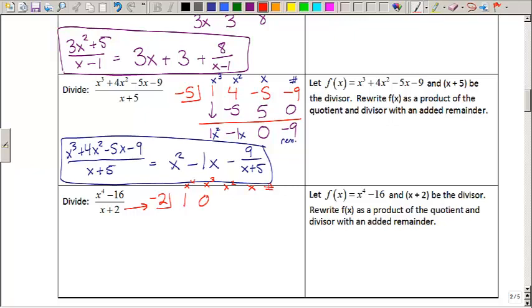Well, I have no x cubed, so I put a 0. I have no x squared, so I put a 0. I have no x's, I put a 0. But I do have a constant. My constant, or number, is negative 16.